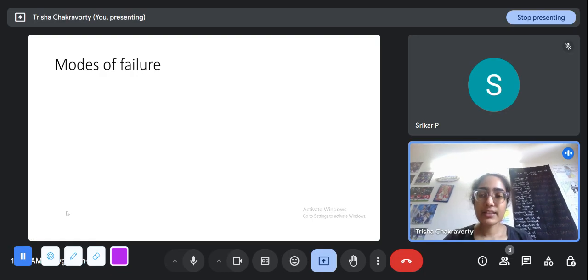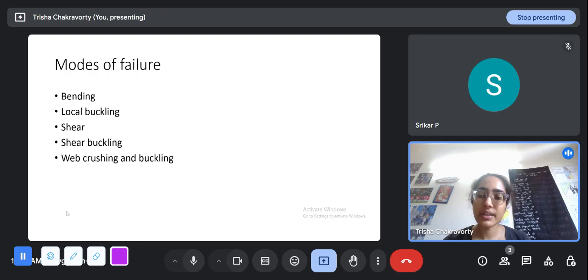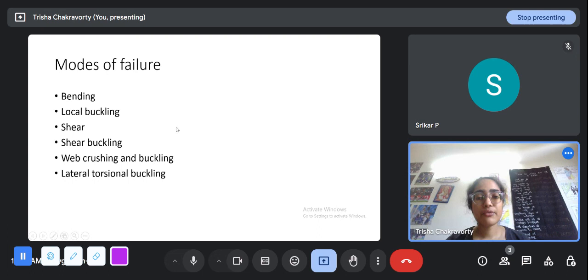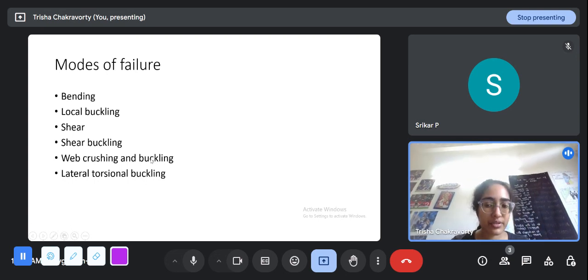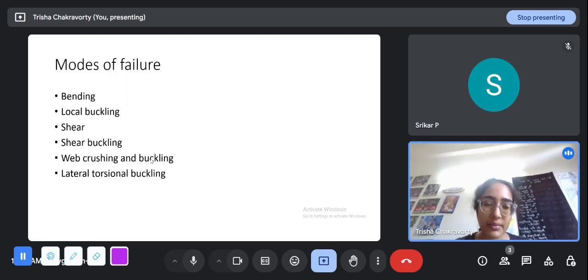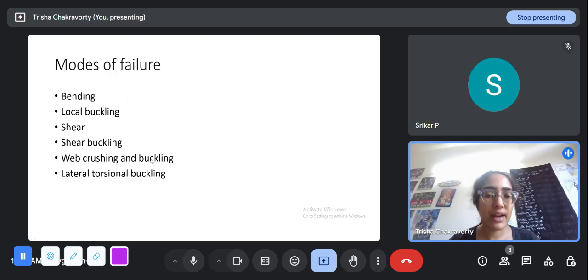Common modes of failure in steel elements are bending, local buckling, shear buckling, web crushing and buckling, and lateral torsional buckling. All these we have seen in the design of beams, especially. We have seen all these criteria: lateral torsional buckling for laterally unrestrained beams, web crushing and buckling under point loads. And buckling, as we know, is an important phenomenon in steel members, because they tend to have high slenderness ratio.